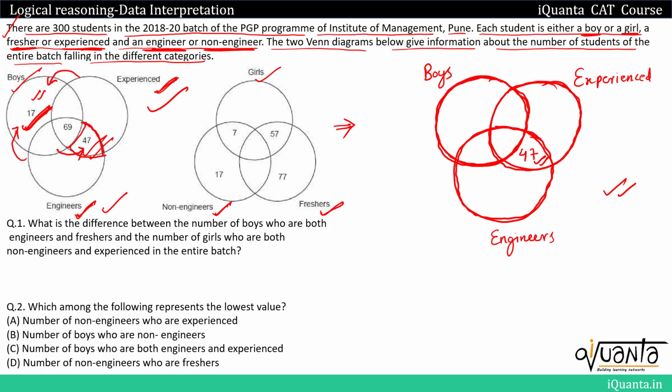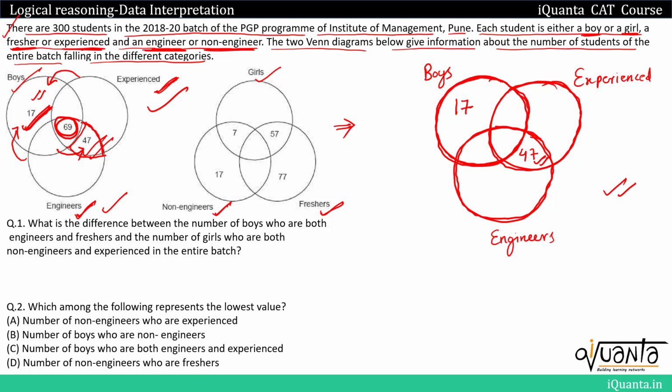So we are talking about 17 boys, non-experienced, that means freshers and non-engineers. So that 17 will come over here. Let us try to find out what is this 69 from the first Venn diagram. See, 69 is common to all 3 regions, boys, experienced and engineers. So that means we have to put this 69 in the region of boys, experienced and engineers.